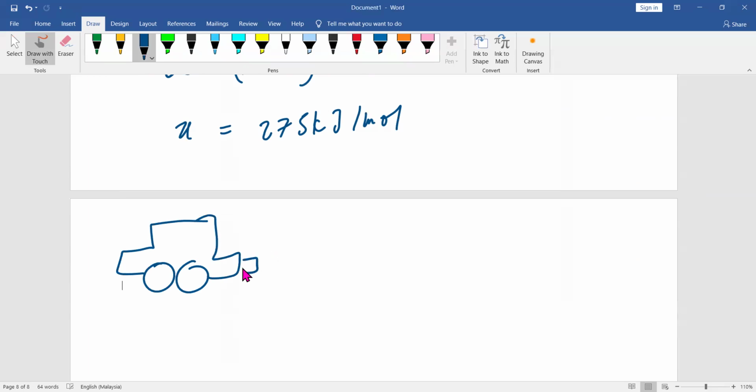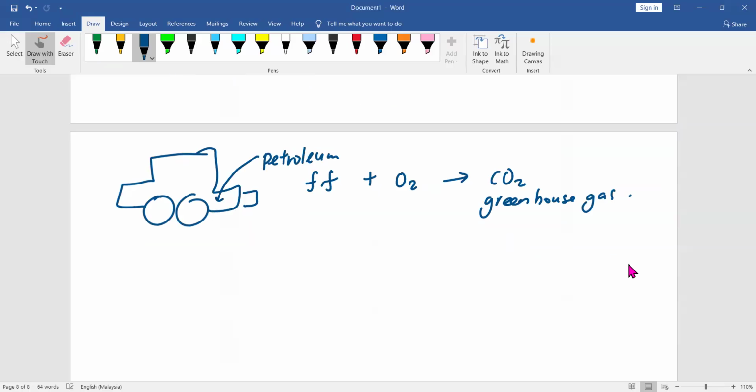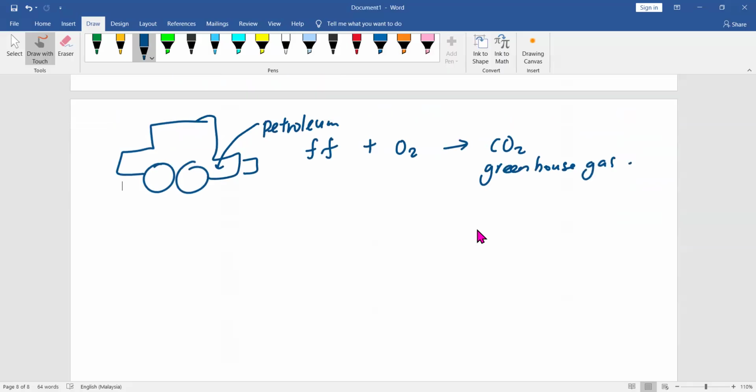Don't talk about electric cars, but most cars use petroleum. Petroleum is a fossil fuel, right? When you burn fossil fuel with oxygen, what do you release? Carbon dioxide. And this is a greenhouse gas. So one way of changing it now is we use electric cars. But then again, where do you get your electricity from? Like in Malaysia, we get it from hydroelectric, but we still use fossil fuel to get electricity in some places.